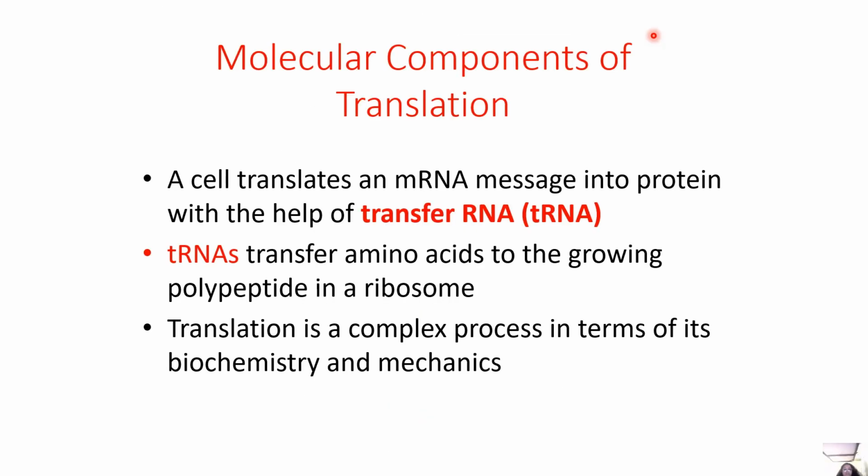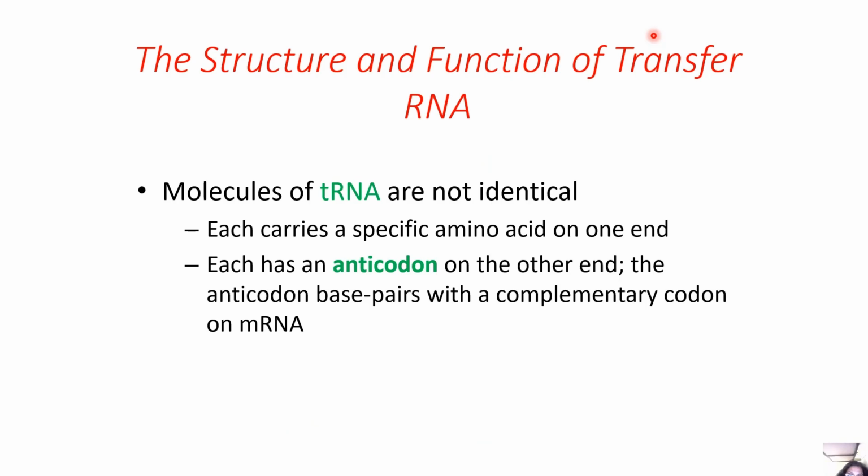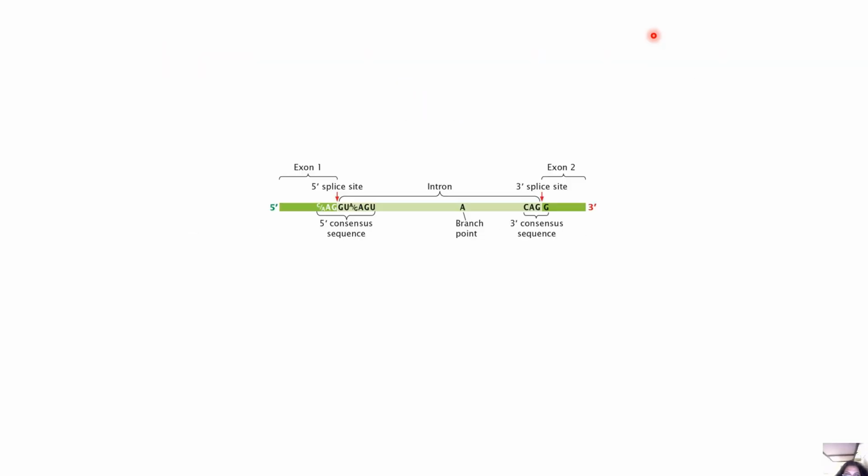If you think about the molecular components of translation, a cell translates an mRNA message into protein with the help of transfer RNA, tRNA, which transfers amino acids to the growing polypeptide at the ribosome. So translation is a complex process in terms of its biochemistry and mechanics. The molecules of tRNA are not identical. Each carries a specific amino acid on one end and has an anticodon on the other end, and the anticodon base pairs with the complementary codon on mRNA.